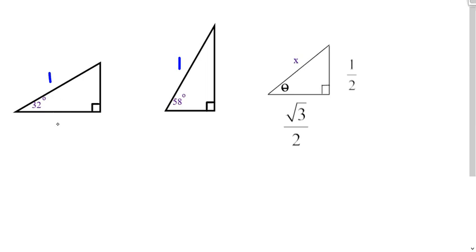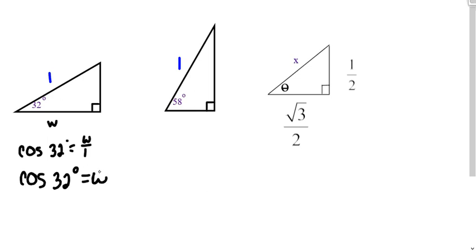When I'm trying to find this side, I'm just going to call this W. According to this angle, this is adjacent, and adjacent over hypotenuse uses cosine. So the cosine of 32 degrees equals adjacent over hypotenuse. Hopefully some of you realized that this hypotenuse is 1. Cosine is the side that's attached to the angle, and this is set up like your unit circle purposely. Because it's over 1, the cosine of 32 degrees is just W, and you type that into your calculator.